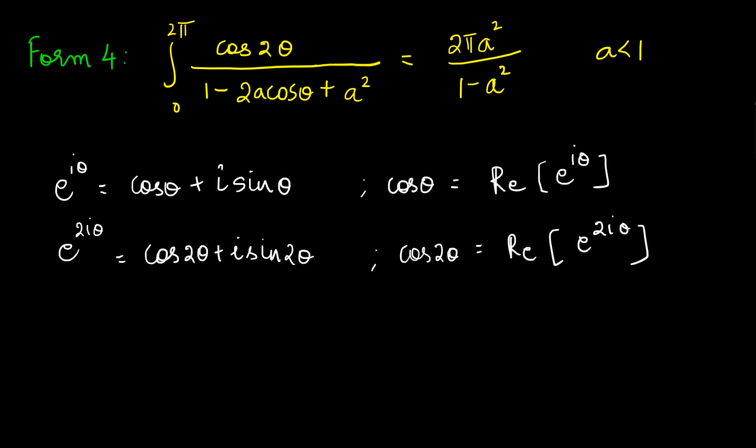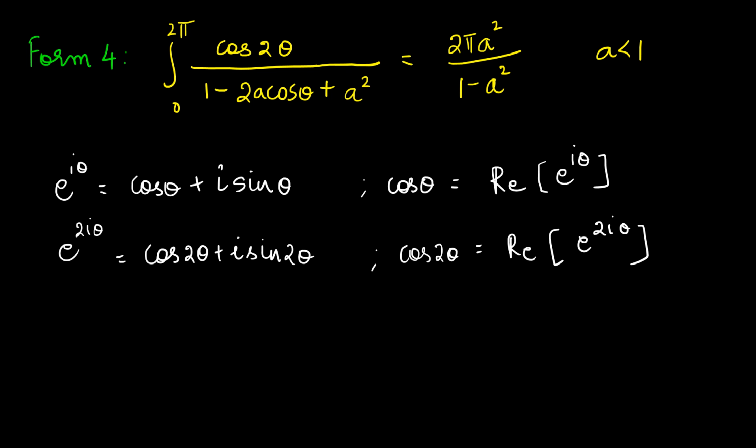So here I know that I can write e power i theta as cos theta plus i sin theta, and my cos theta is the real part of e power i theta. So I can write cos theta as the real part of e power i theta. That is, in your answer, if you have any imaginary term, you're not going to consider that. You're going to consider only the real part.